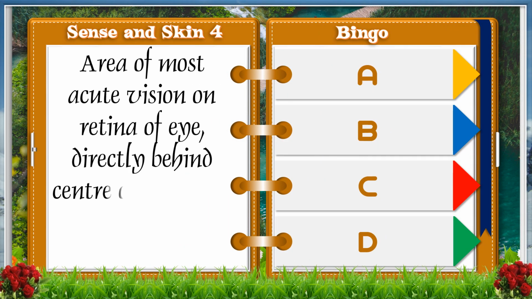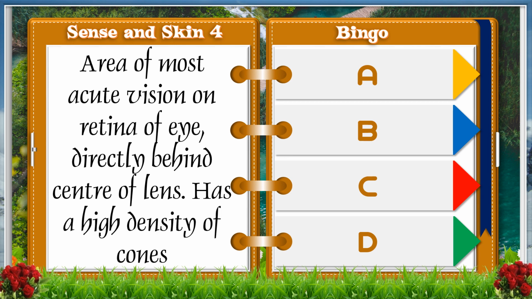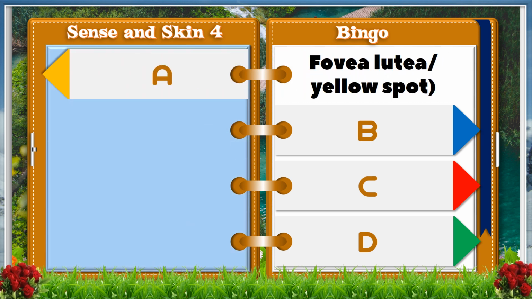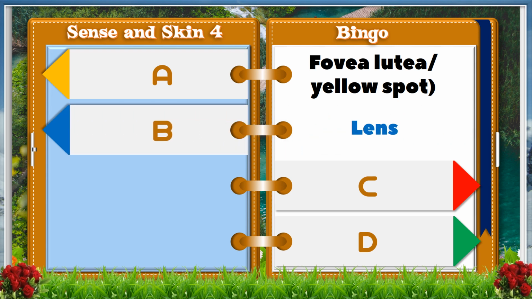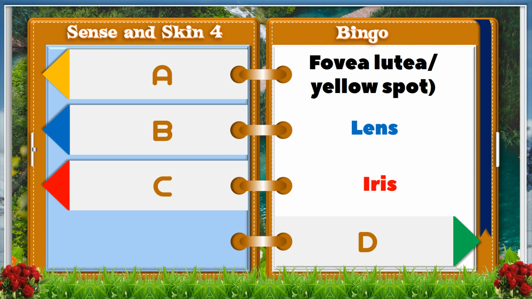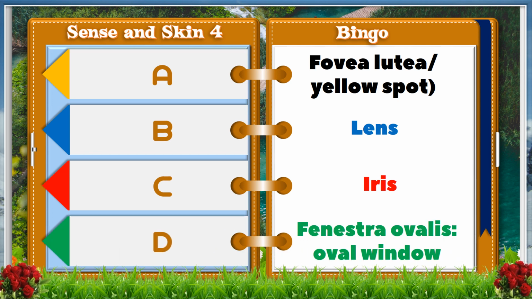Area of most acute vision on retina of eye, directly behind center of lens, has a high density of cones. A. Fovea or yellow spot. B. Lens. C. Eyelash. D. Oval window. And the answer is A. Fovea.